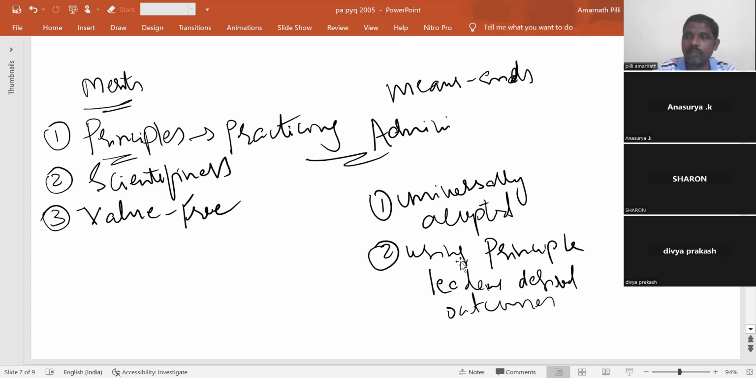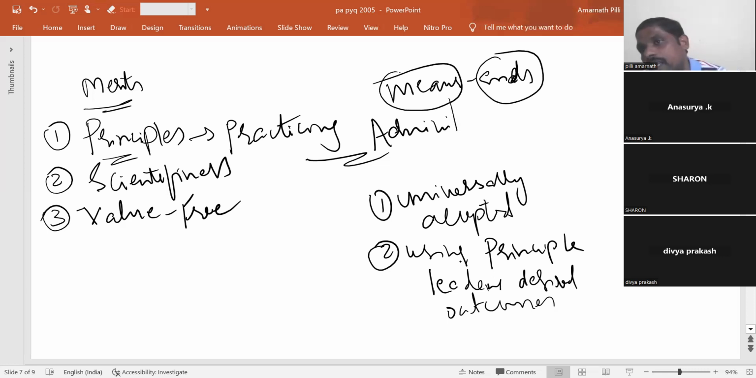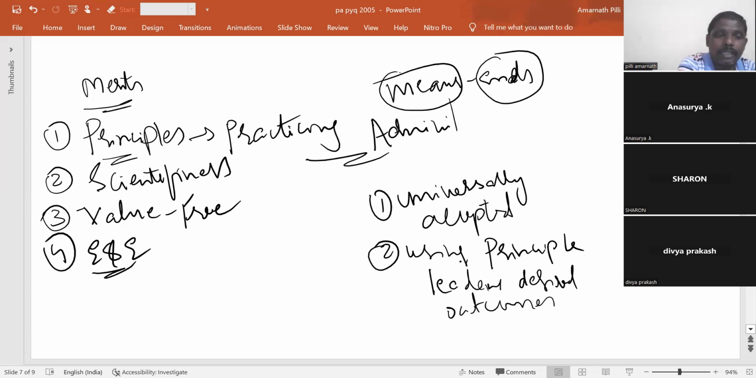So when we call public administration a science, that means what? The scientific public administration will give importance only to the means. Ends are not given much importance. We simply follow means, that is, we simply follow principles, which will automatically lead to the desired ends.